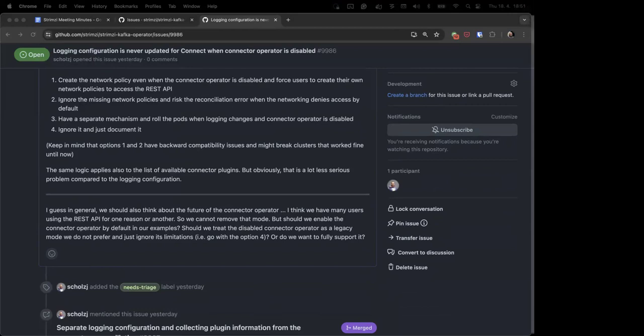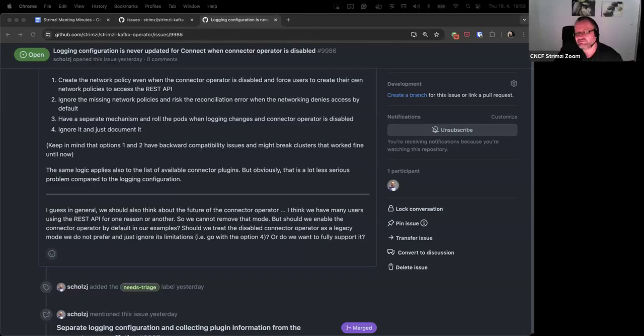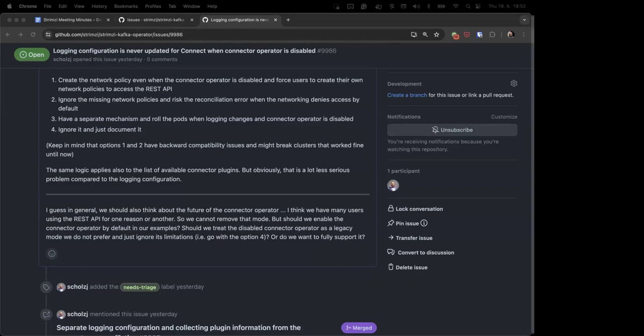Well, for components that don't use the REST API to manage their logging, you would use option 3, right? Yeah. So if you were to do it for Kafka, you would have to roll the pods. So I wonder if it's what we do. Obviously, it's more work than 1 and 2, which, as you say, have compatibility issues. If we want to do something, I think we need to do 3. I think we should do it because it is important for debugging.